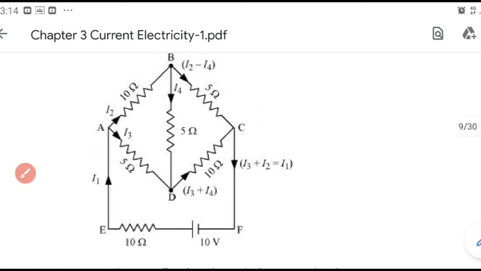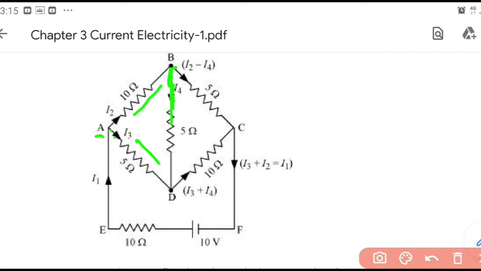Now on reaching the junction A, this current I1 splits into two, I2 and I3. So current I2 passes through this 10 ohm resistor and I3 passes through this 5 ohm resistor. Okay. Now when I2 reaches B, again there is a junction. So from I2, a portion I4 is passing through this resistance of 5 ohm through this path. A current I4 passes through this 5 ohm resistor.